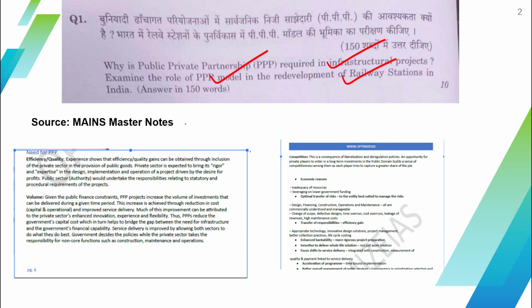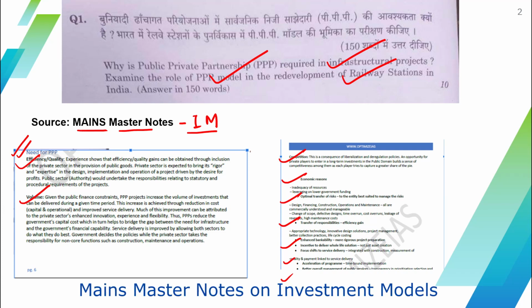In the syllabus, they have mentioned investment models. So you can see here the mains master notes on investment models, need for PPP, and you see how many points I have given in need for PPP. If you read all these points, can't you write the first part of the answer, which is why is the PPP required in infrastructure projects? You can easily write. Maximum for the first part 6 marks will be allotted, and for the second part 4 marks. You will get 6 out of 6 in the first part.